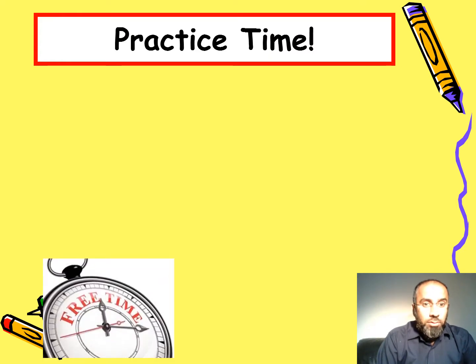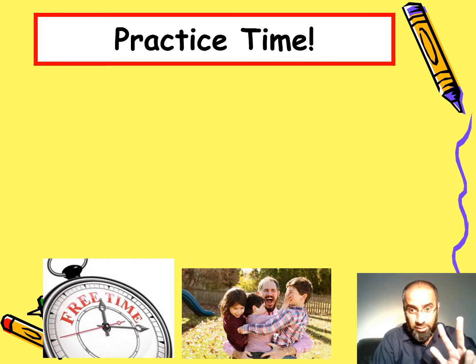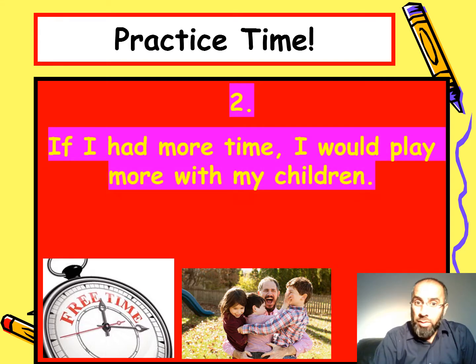Okay, the second one is free time. And my children. How many children? Yes, 3. Yes, I have 3 children. So if I had a lot of time, which time? Free time. What would I do? Yes, I would play with my children. So if I had more time or more free time, I would play more with my children.